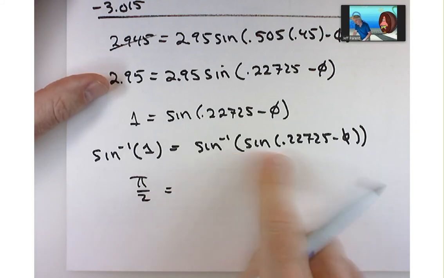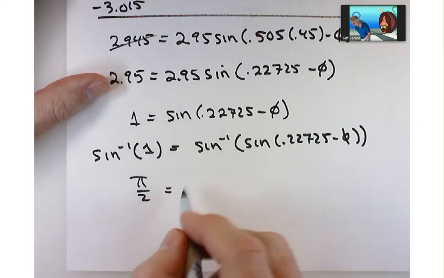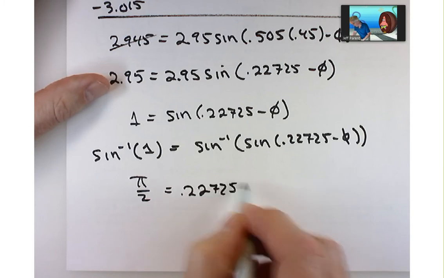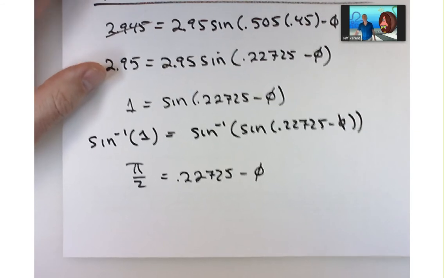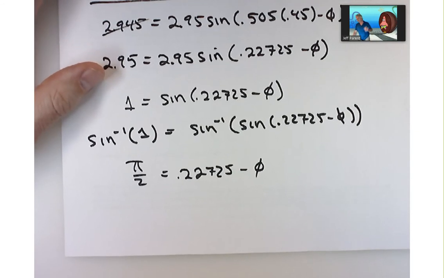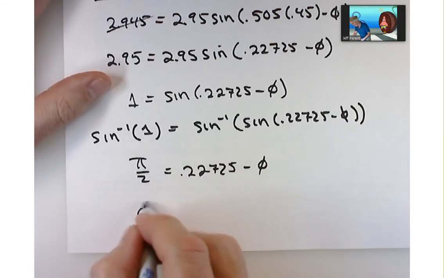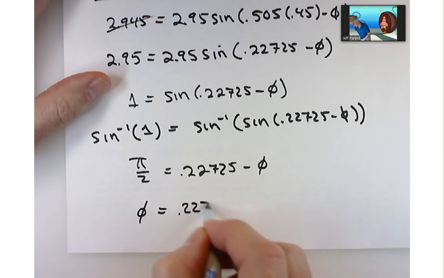What's going to happen on the right-hand side? Inverse sine and sine cancel each other out, so I get 0.22725 minus phi equals pi over 2. And then to finish this up, if I move the phi to the other side, it becomes positive. Move the pi over 2 to the other side, it becomes negative.